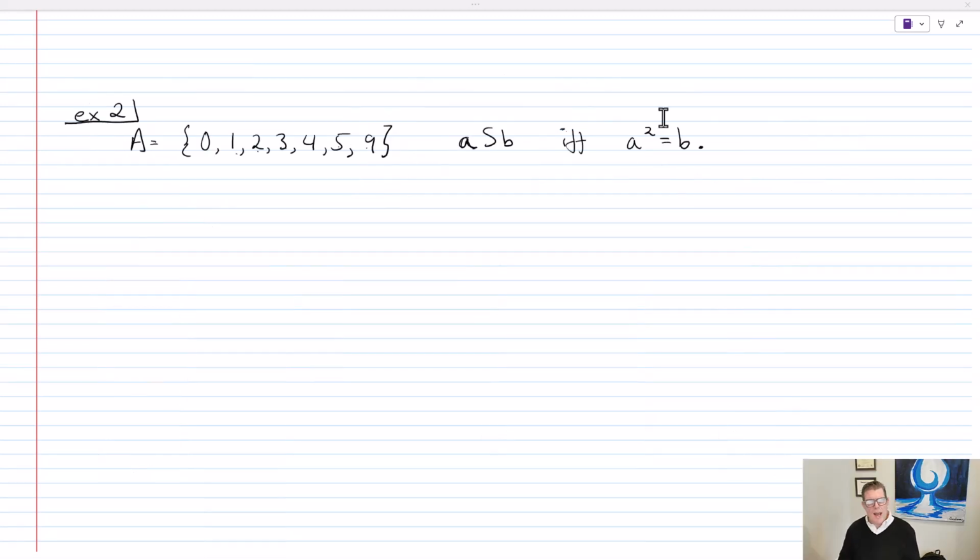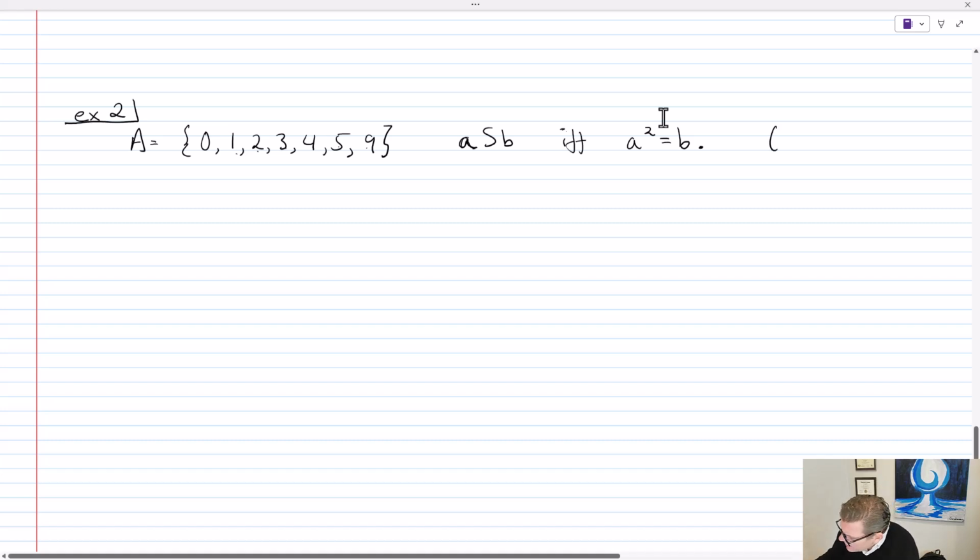Let's take a look now at another example. This is the example where we had A R B if and only if A squared equals B. And our set is A, which is the values 0, 1, 2, 3, 4, 5, and 9. Notice that there are 7 elements inside of A, and that our A and our B from our ARB actually happen to be coming from the same set from our domain. So consequently, this matrix is going to be 7 by 7. The 7 values in A by the 7 values in A.